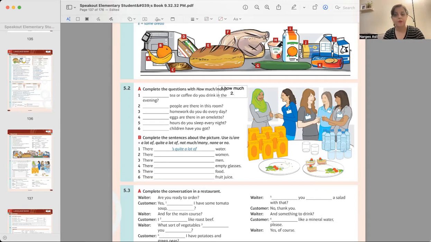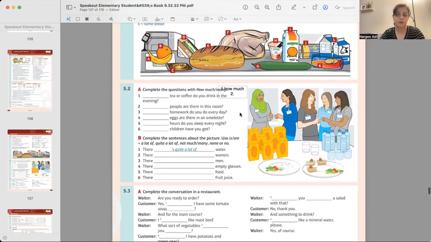Okay. How many people are in this room? People خب بچه ها قابل شمارشه. Number 3. How much homework do you do every day? خب مشق. به فارسی مثلا ما چی میگیم؟ چقدر مشق هر روز انجام میدی؟ این هم غیر قابل شمارشه. پس میگیم how much.